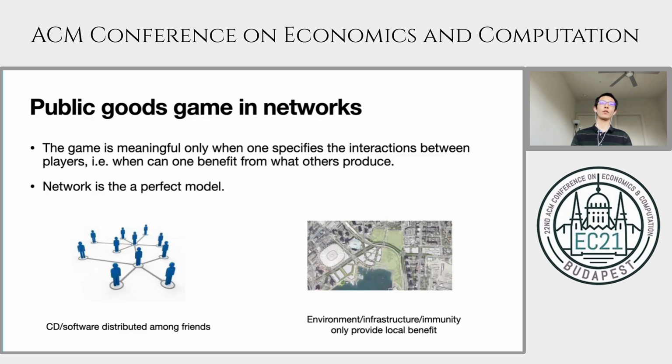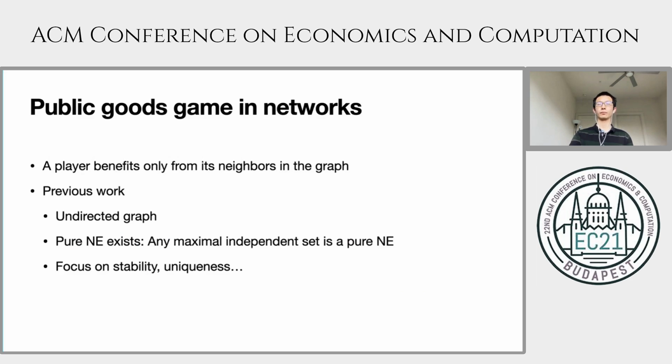We provide two motivating examples. First, suppose a public good is a CD or software license, which can be shared with other people. Of course, in real life, suppose some people own a CD or software license, they won't share it with all the other people, but the license can only be shared among friends. Similarly, suppose the public goods are clean air, street light, or immunity. All these have a common feature, that is, they only provide local benefit.